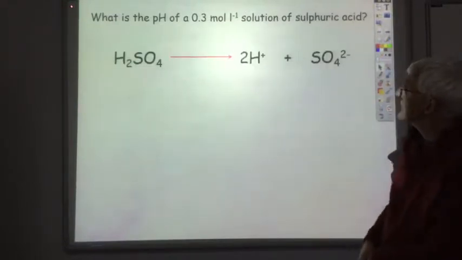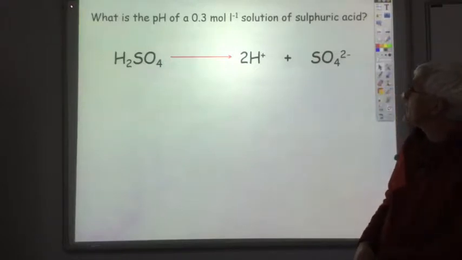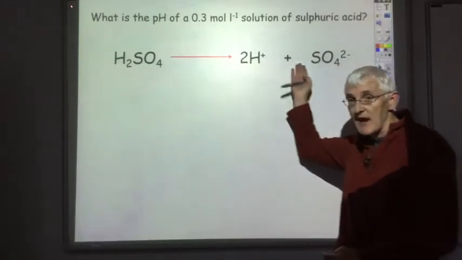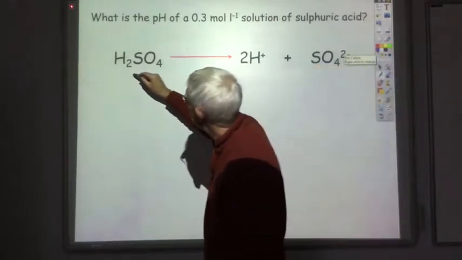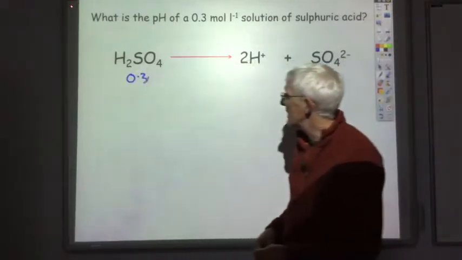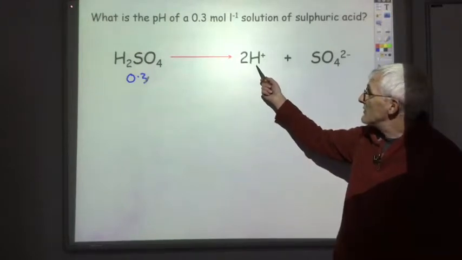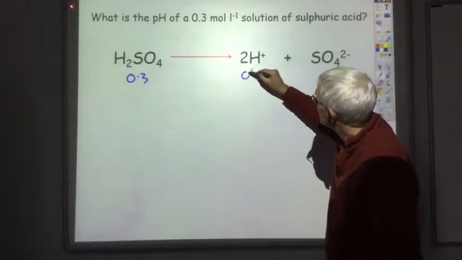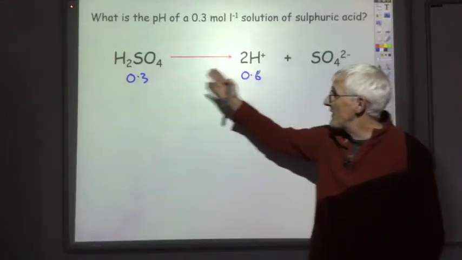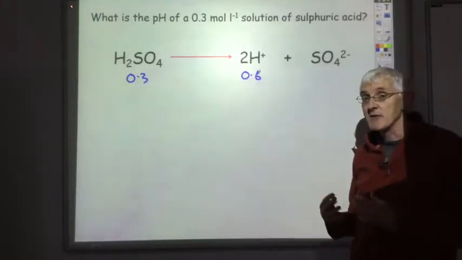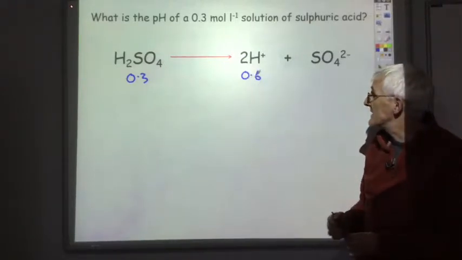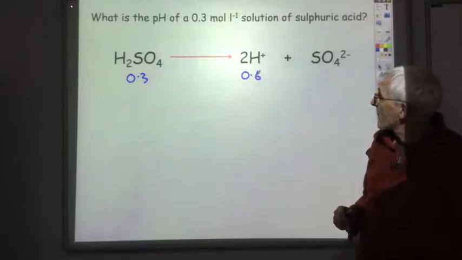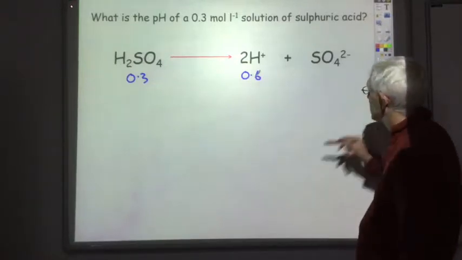Okay, let's try this one. What is the pH of a 0.3 mole per litre solution of sulphuric acid? Now sulphuric acid, like hydrochloric acid, is a strong acid. If we have a 0.3 mole per litre solution of sulphuric acid, however, the concentration of H plus ions will be 0.6. It will be double the concentration of H2SO4, because every time a sulphuric acid molecule dissociates, it produces 2 H plus ions. So we've got a hydrogen ion concentration of 0.6.